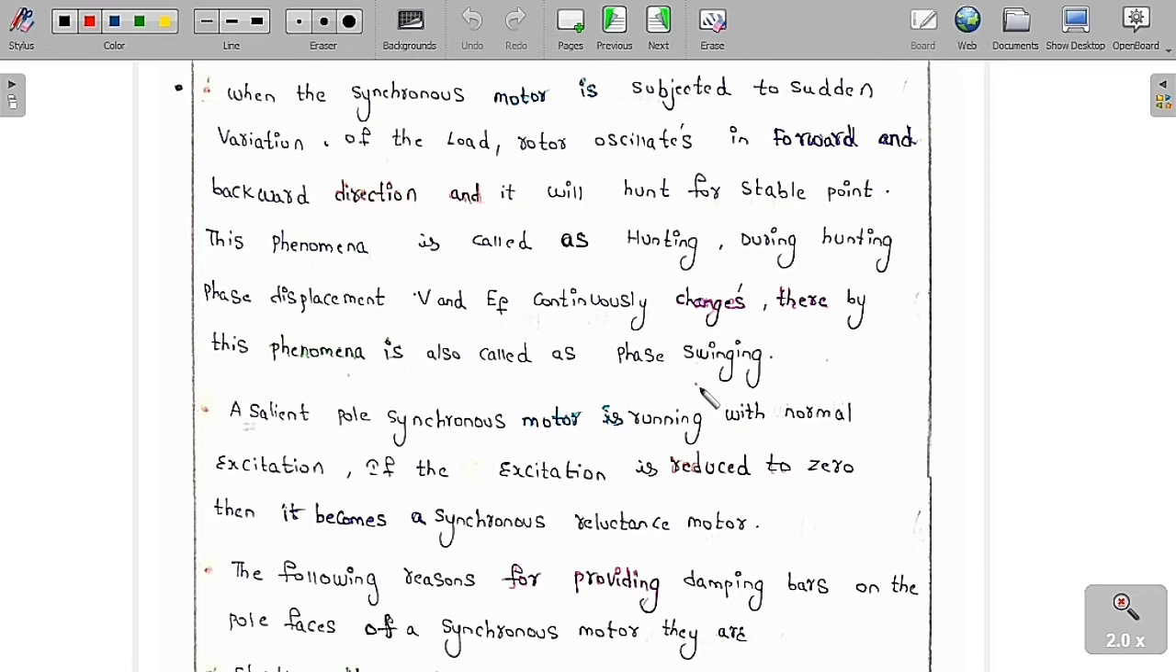So whenever the synchronous motor is subjected to sudden variation of the load, the rotor is going to oscillate in the forward and the backward direction and it will hunt for a new stable point. This phenomenon is called hunting. During hunting, the phase angle between V and EF, which is delta, continuously changes. Thereby, this phenomenon is also called phase swinging.